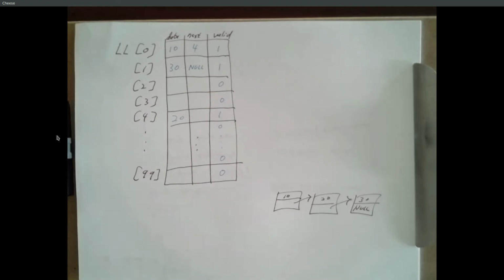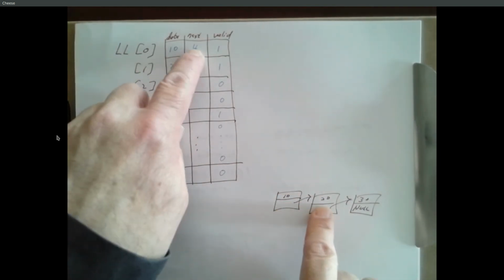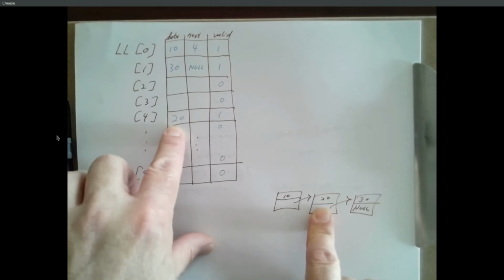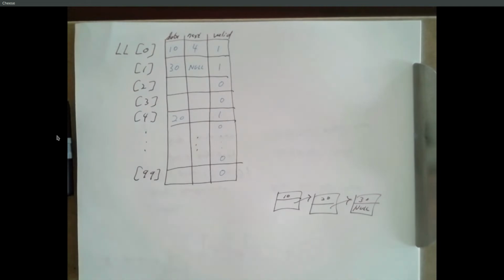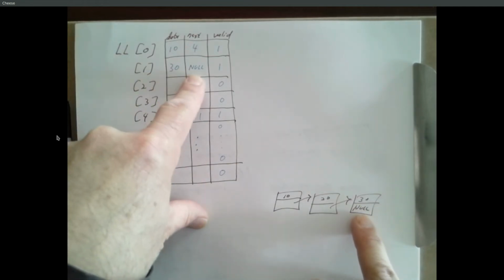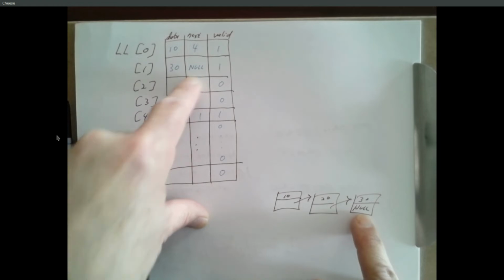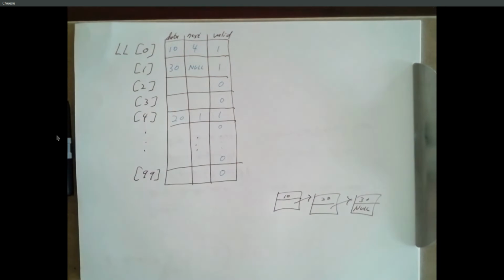So how do we interpret this array of struct nodes? Start from index 0, 10 is our first node, and it points to another node which is stored down here at index 4. So that node has a value of 20, and it points to the next node, which is at index 1. So index 1 has a data of 30, and it points to null. There is no next node. And those 3 nodes have a valid set to 1, which means they're part of the list, and all the other nodes have 0.